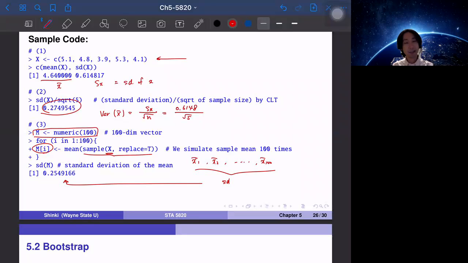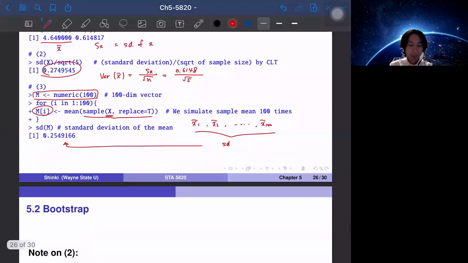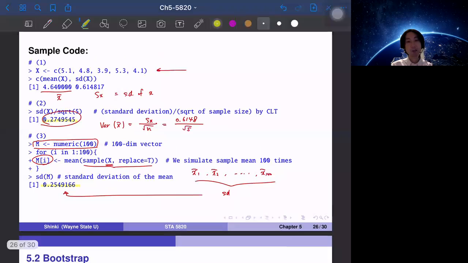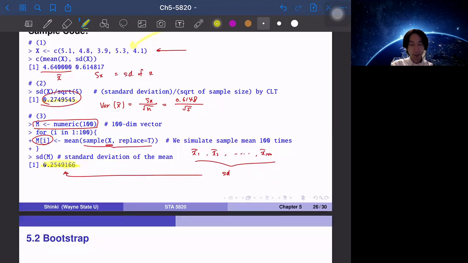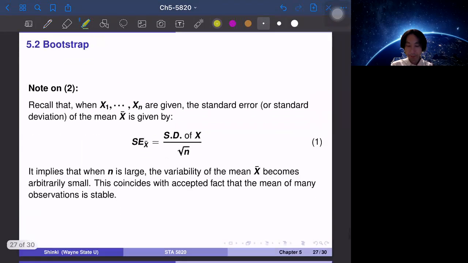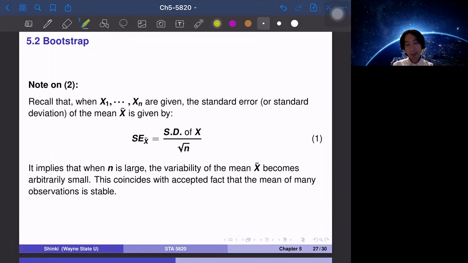The reasons are, one, randomness, and two, we only have 5 observations, so we still have some bias. But anyway, the number is pretty similar, and this method works well when we have a moderately large sample size. For example, if x has 10 observations, then this is much closer to the truth. So the point is that for this specific question, we can estimate the standard error of x bar by this formula.